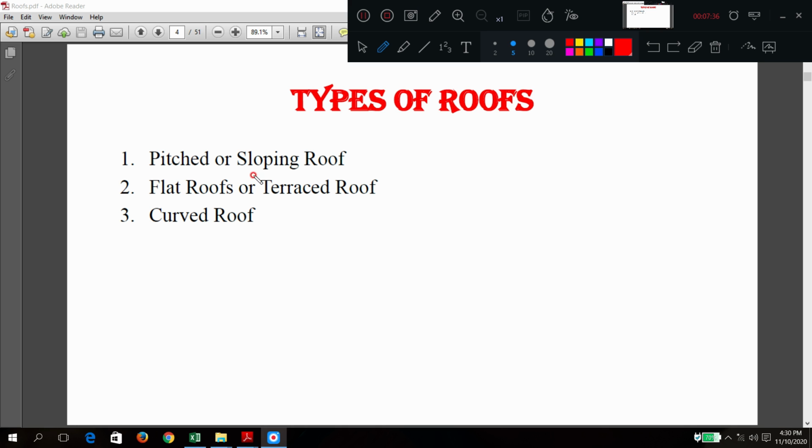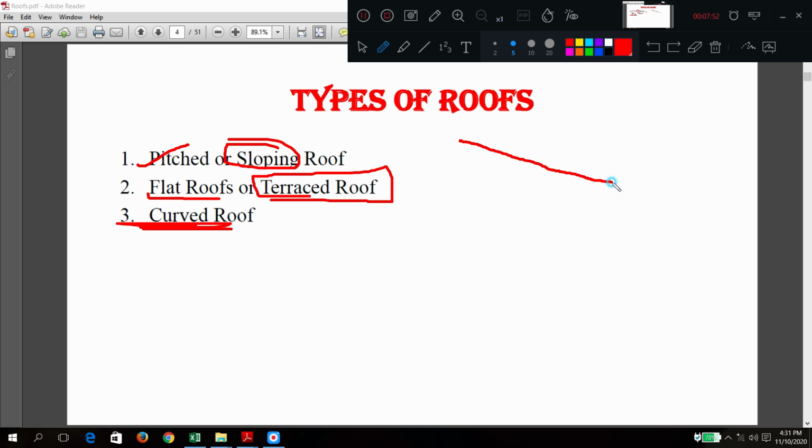So what are the major types? You have pitched or sloped. Second is flat or terraced. Third is curved. In the diagram only I will show. If the roof is sloping on one side, or sloping on two sides or multiple sides, meaning the angle of inclination of the roof is more, then it is called a pitched or sloped roof.